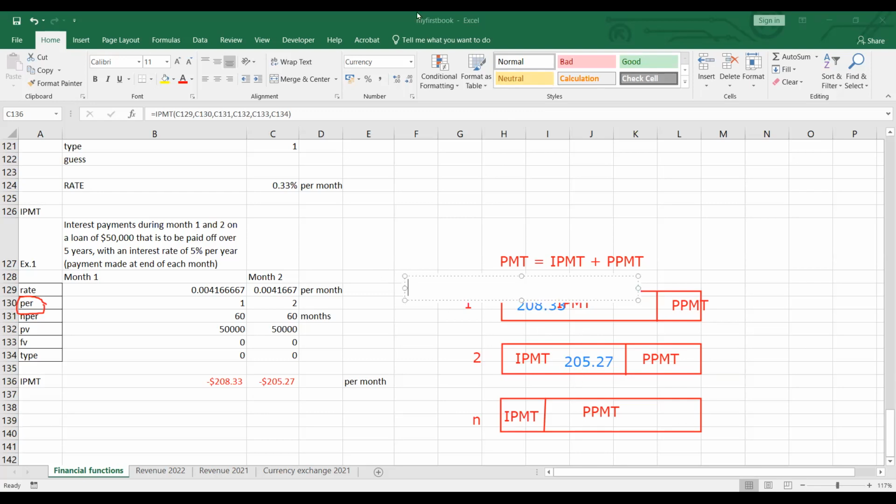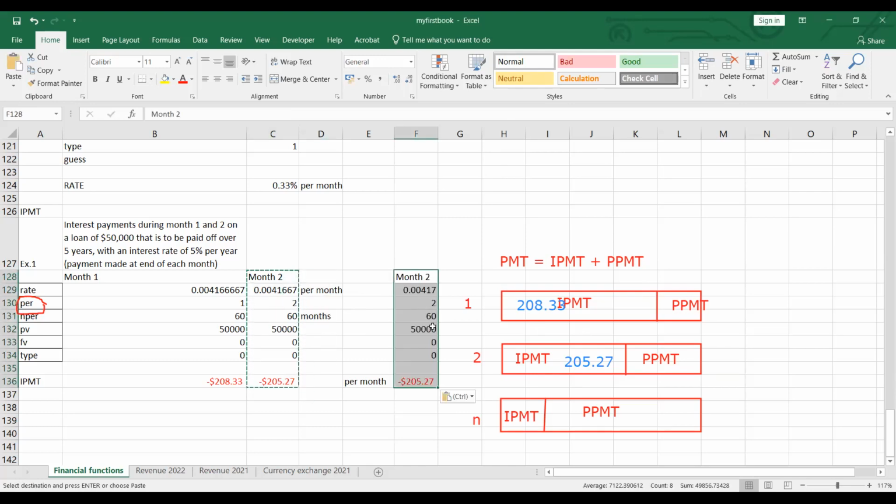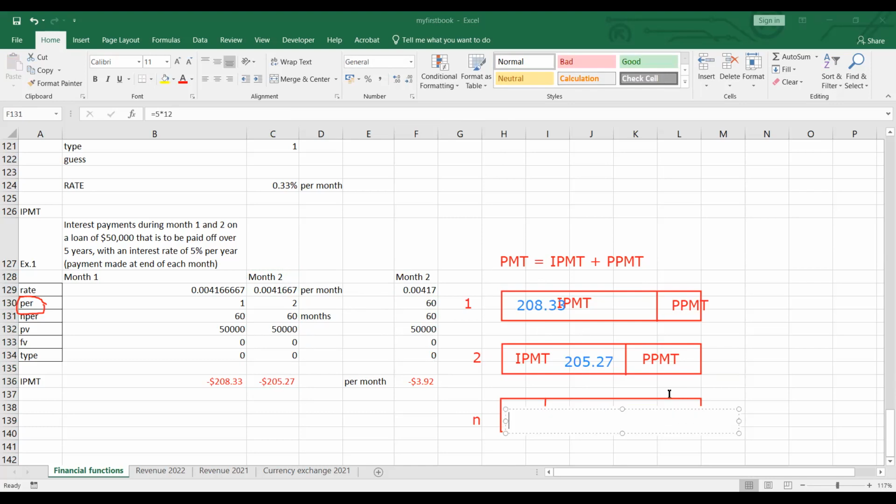Finally, if I just test on month 60, let's see. If I copy this one and I want to see month 60, I change the per to be 60. You can see that it is reduced to $3.92, so the IPMT here is 3.92. So it's lesser and lesser in each month when you pay the interest.